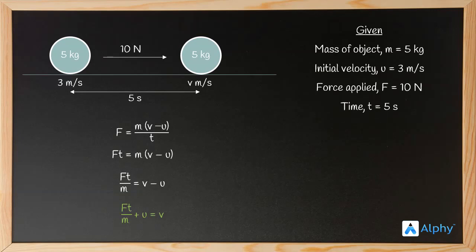Let's substitute the values in here and find the answer. v is equal to 3 plus 10 into 5 divided by 5, which gives 3 plus 50 divided by 5. So v is simply 3 plus 10, which is equal to 13 meters per second. This means that the final velocity of this object when 10 Newton of force is applied on it for 5 seconds gives us 13 meters per second as the final velocity.